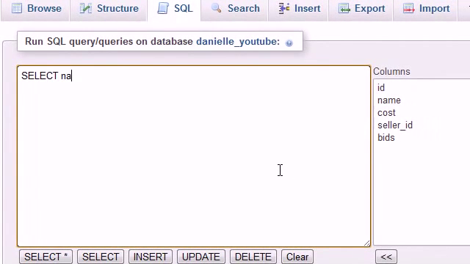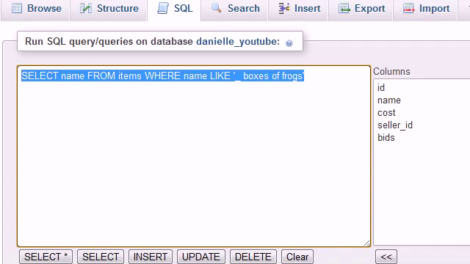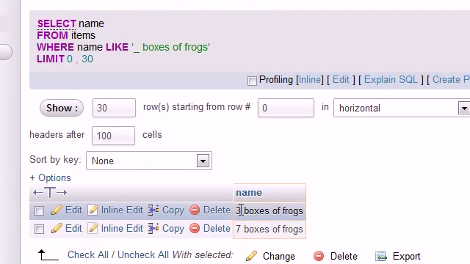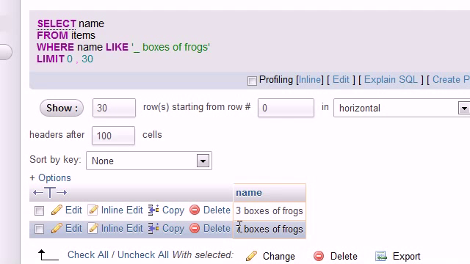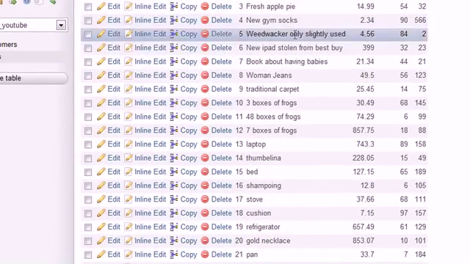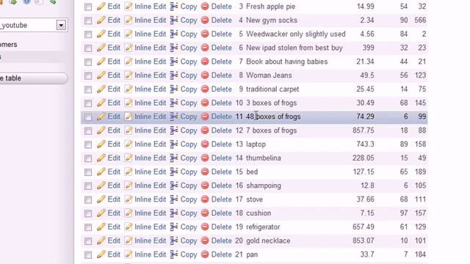So let's go ahead and select the name of item from the table items, of course, where the name of the item is like. Now, instead of using that percent sign wildcard, I'm going to use an underscore wildcard. Now, I happen to know this site sells boxes of frogs. Frogs, I say? Yes, frogs. So let me go ahead and run this query and see what we get. 3 boxes of frogs, 7 boxes of frogs. Now, if we go ahead and look at the items table and scroll down to the user that's selling frogs, we can see that they're indeed selling 48 boxes of frogs as well.